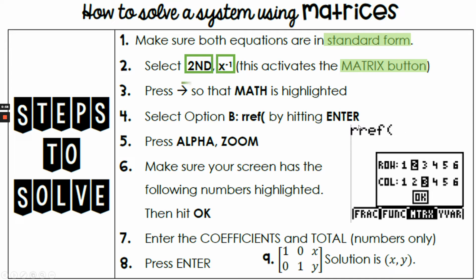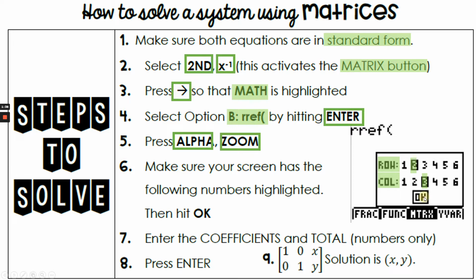All right. Then you're going to press the right button so that your math area is highlighted. You're going to go all the way down, or you can go up, and I'll show you all of this. And you're going to select this one by hitting enter. Next, you're going to press alpha, then zoom, and you'll get this screen right here. So I want you to make sure that you have the following numbers highlighted. You have 2 rows because you have 2 equations, and you have 3 columns because you have A, B, and C.